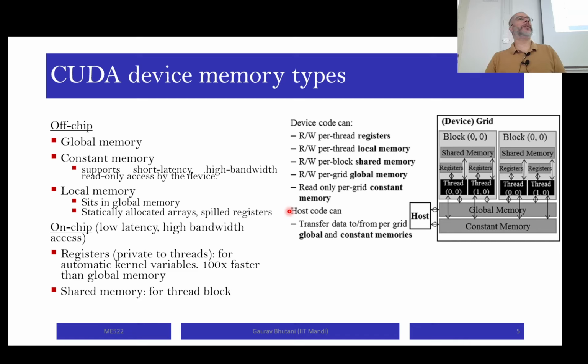Now comes constant memory, which we haven't talked about till now. Constant memory is a little shorter in terms of latency, and a little higher in terms of bandwidth compared to global memory. The only difference is that it can only be read by the device; the device cannot write to it. It is the host that can read and write to the constant memory, but your device can only read it.